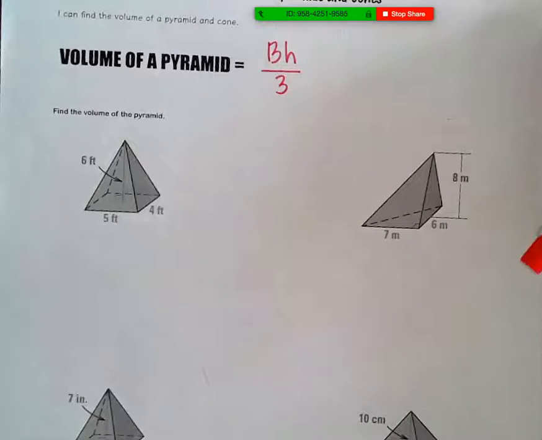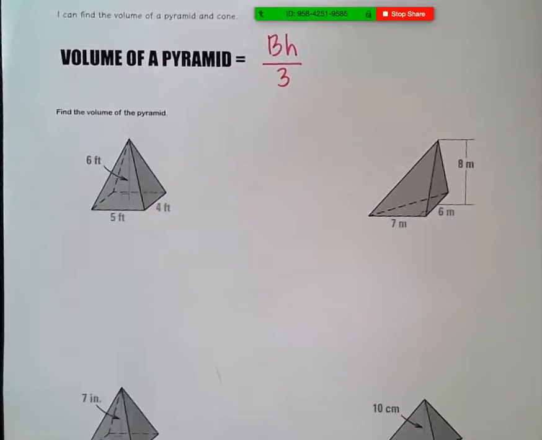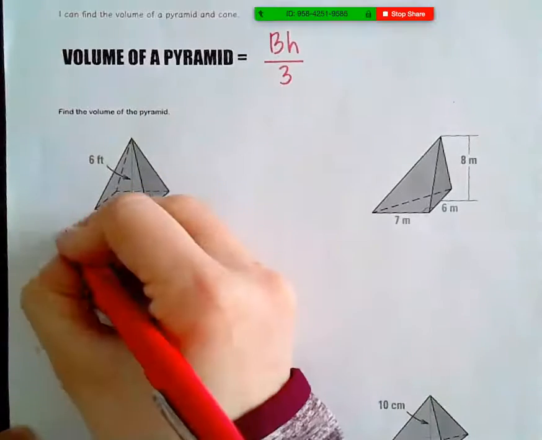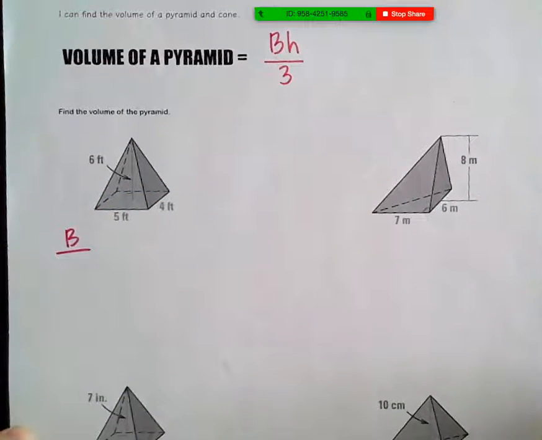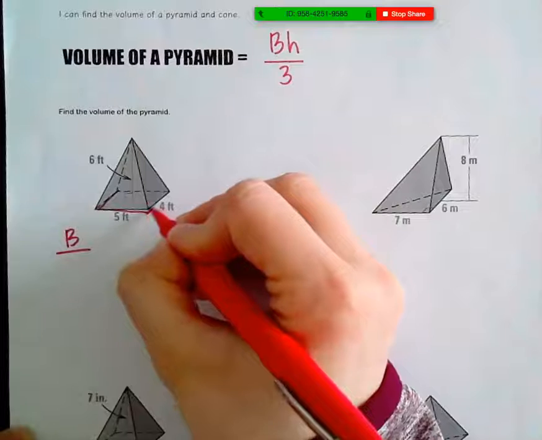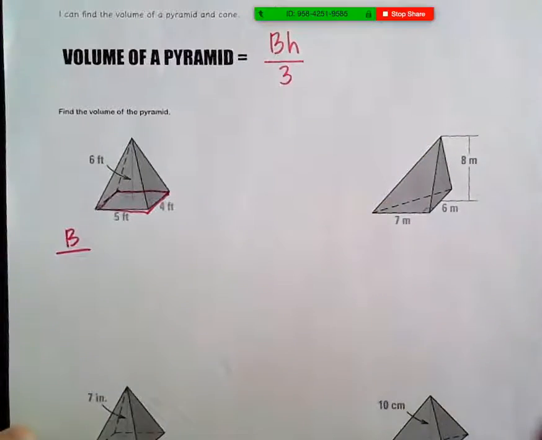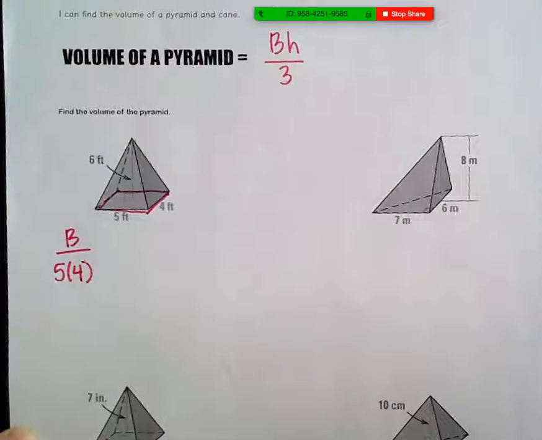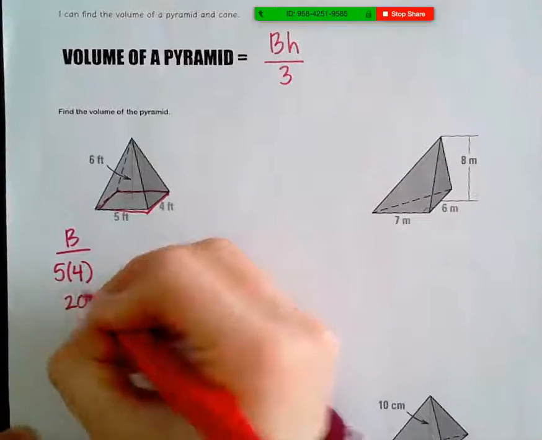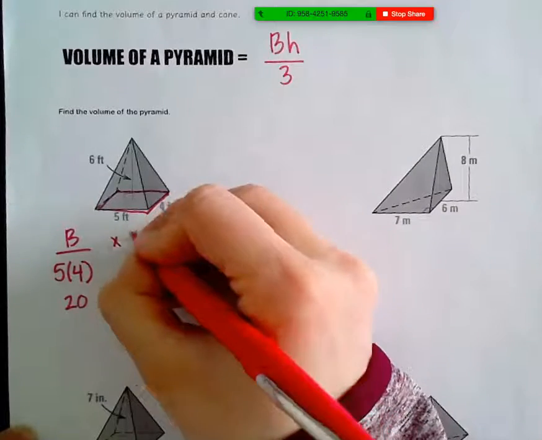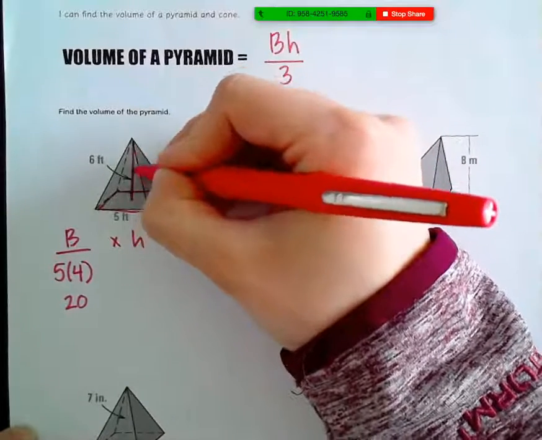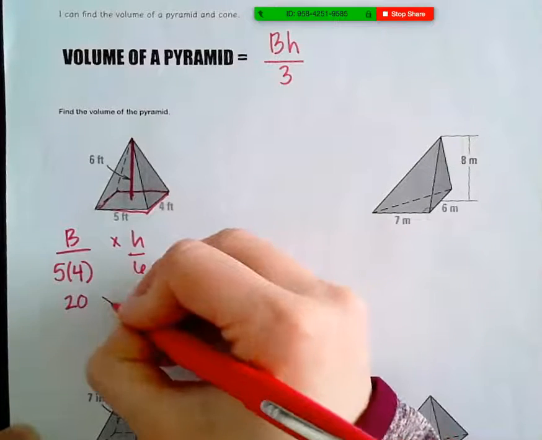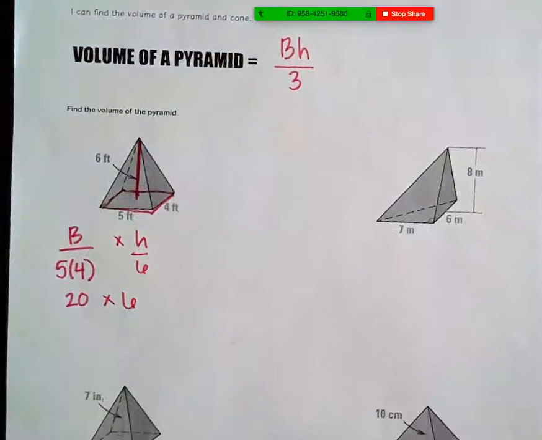So let's start by finding the volume of this pyramid here. Let's start with our big B, our base area. 5 by what? 5 and 4? Yep, so we're going to take 5 times 4. And we're going to find that's 20. Now, how tall is that pyramid? 6. You guys agree it's 6? So now we have to take our base area 20 times 6. 120.